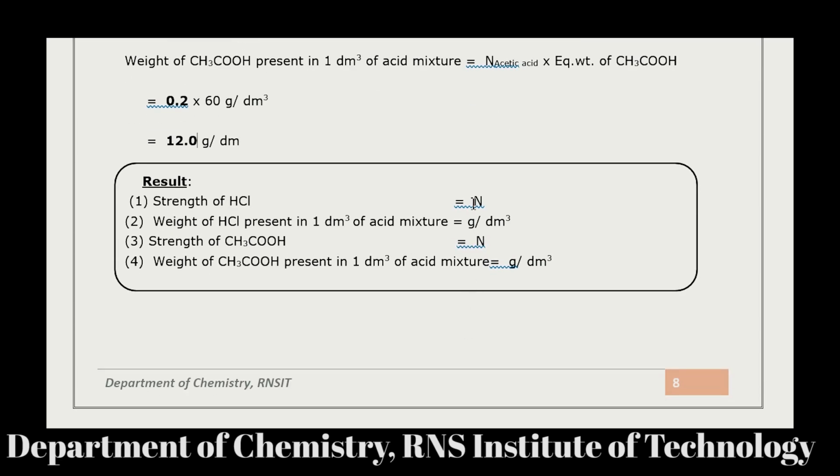So this is the calculation part. By measuring the conductance, we finally get the information regarding the strength, that is, the weight of the HCl and the weight of the acetic acid which was there in the given sample.